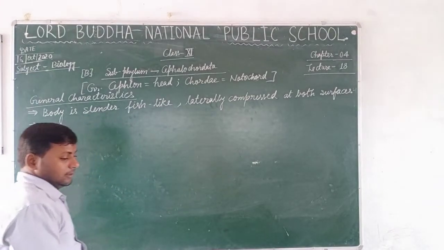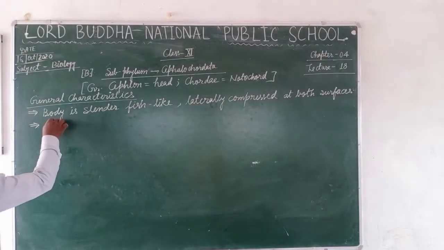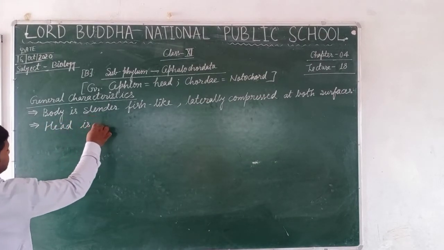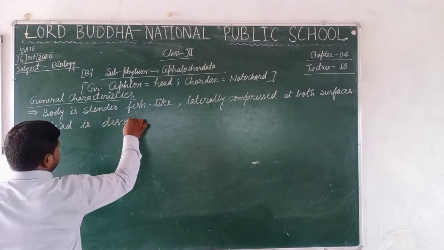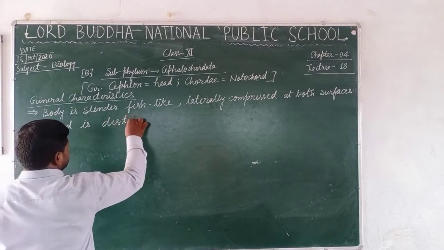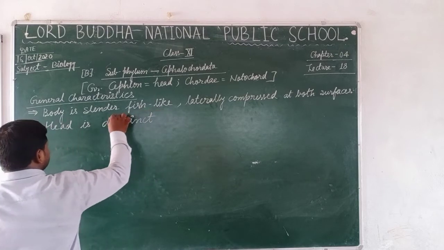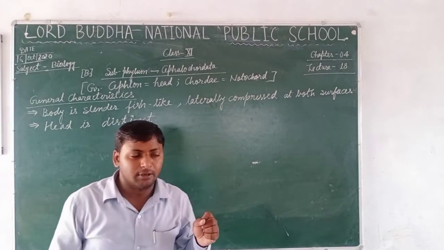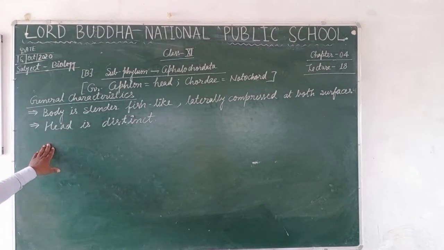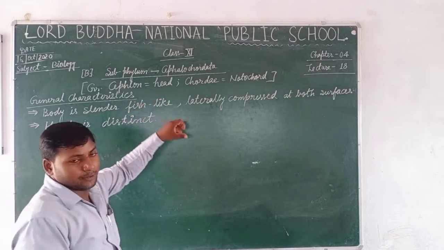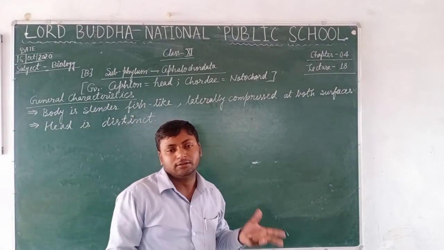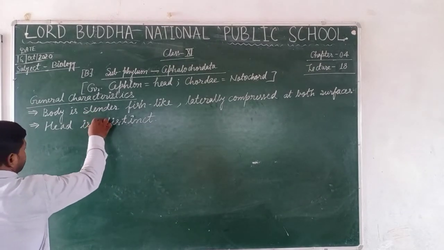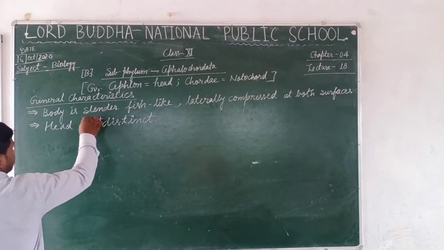And students, the head is not distinct. This is the chief characteristic. The head is not distinct because the urochordates and cephalochordates are commonly called the protochordates.